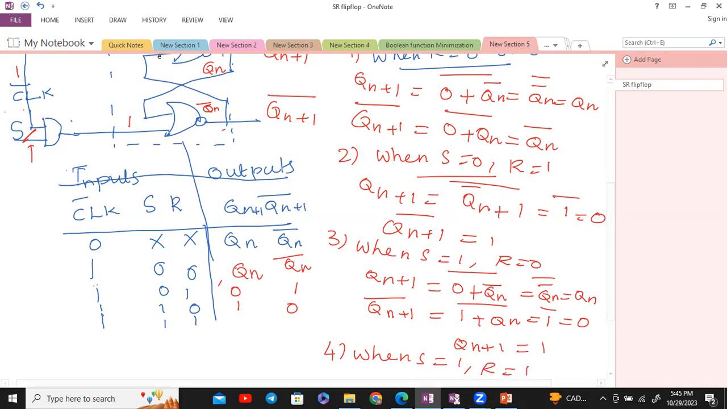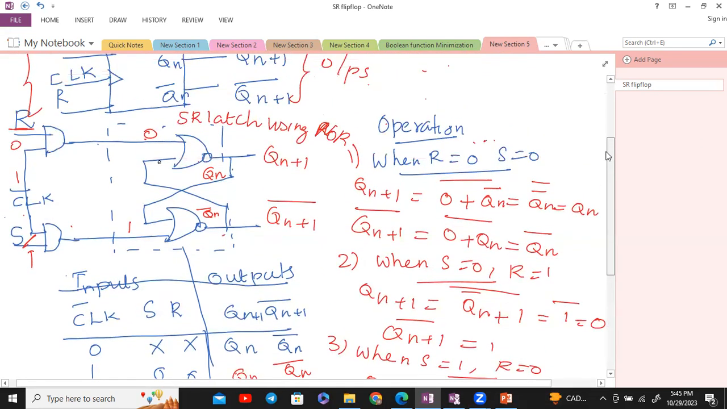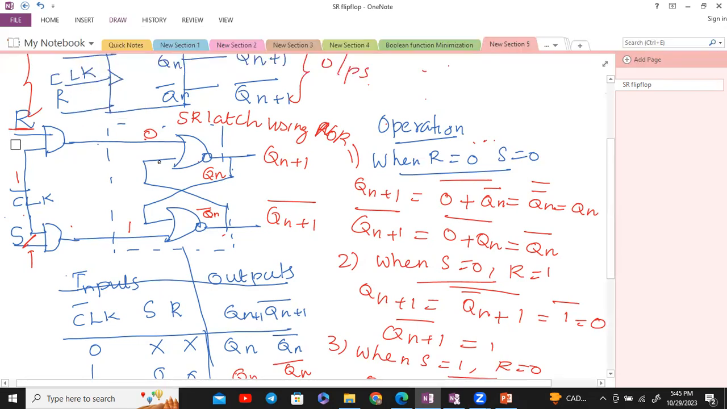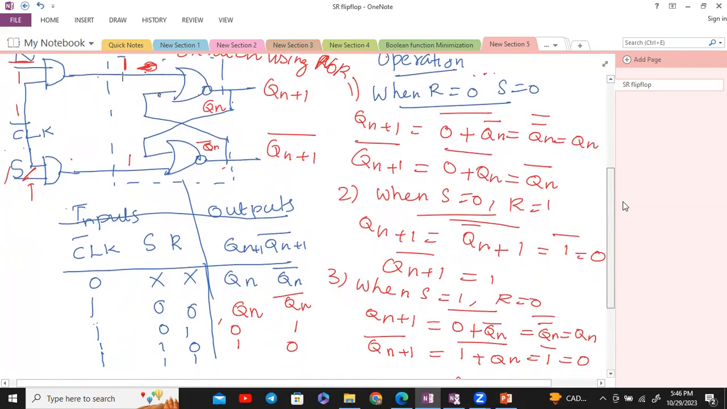Okay, next comes the fourth case when S equal to 1 and R equal to 1. In this case, when S is equal to 1, R equal to 1, now your input becomes, here R is 1. So R is 1, 1 into 1 means definitely it is not 0, it is 1. So when R is equal to 1, here also it is 1. So both are having the input to be 1.